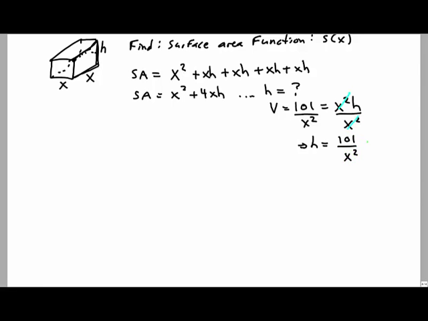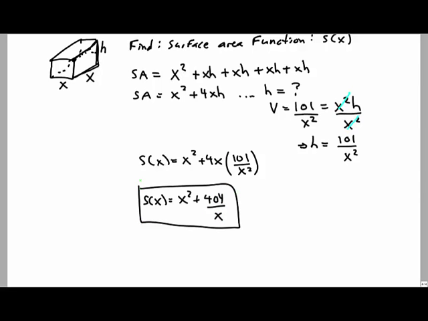So that means I can take that and plug that in right up here. So now this equation will be in terms of x. So I'll have x squared plus 4x, and then in place of that h, 101 over x squared. Now this can be simplified. So I have x squared plus 4 times 101 would be 404. And then x cancels into the x squared x times. So this is my formula: x squared plus 404 over x. And this is how you would derive it.